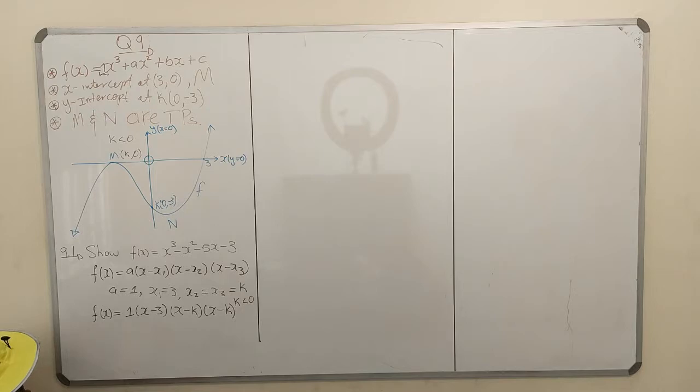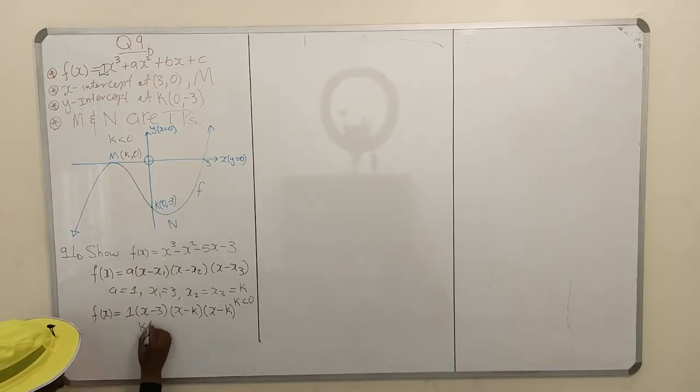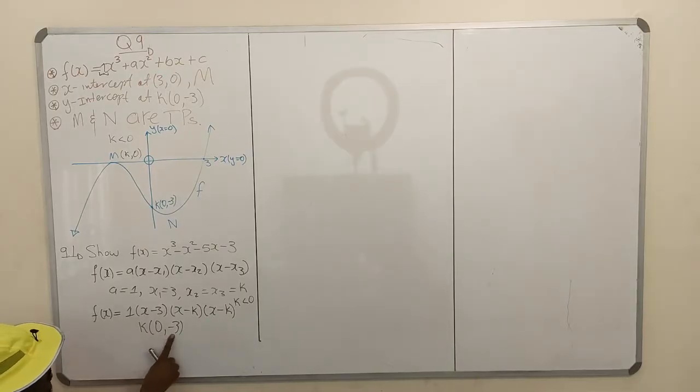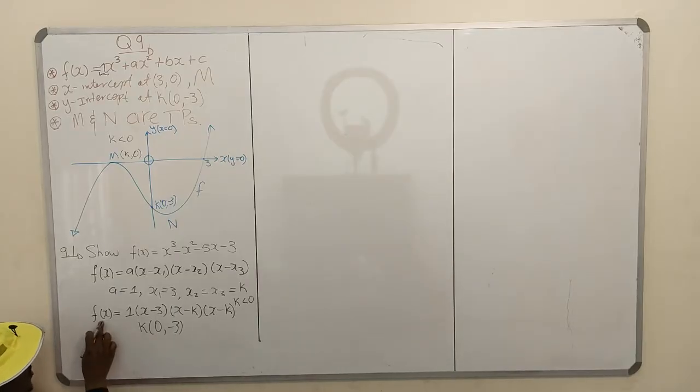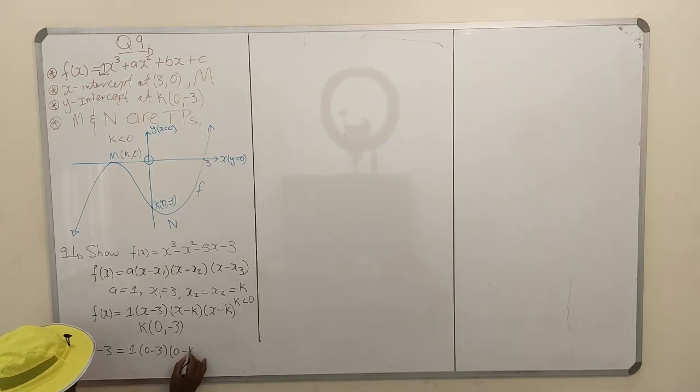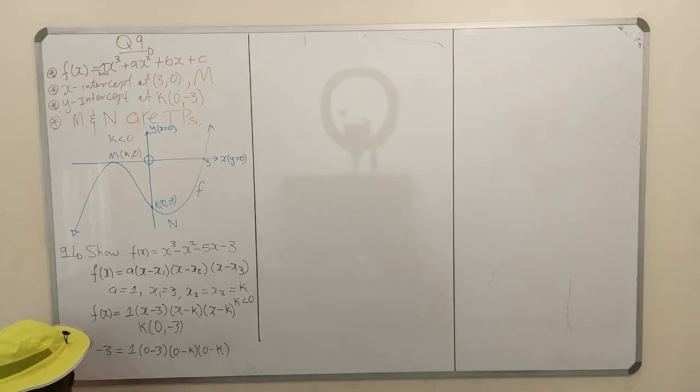So let's simplify this. Oh, we don't have to. Also, from this you know that you are given one point there, with coordinates 0 and minus 3. So what this tells you is that if you substitute 0 for x, then the corresponding y value will be minus 3. So minus 3 is equal to 1 times (0 minus 3), (0 minus k), (0 minus k). Then you simplify this.